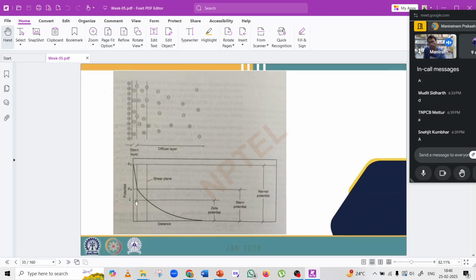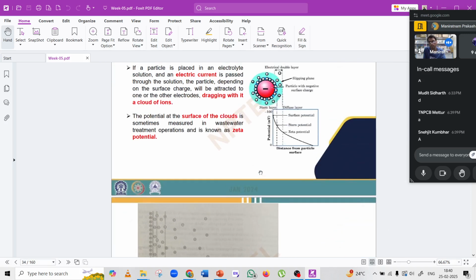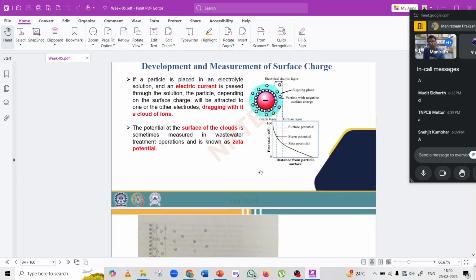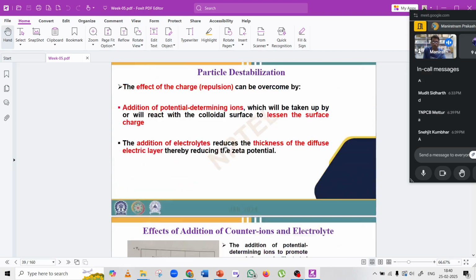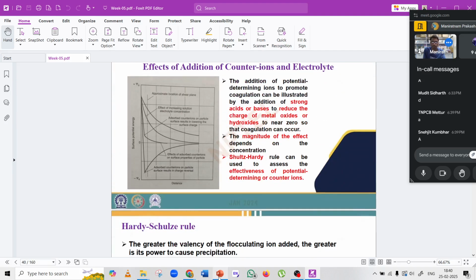See here, it is zeta potential. We have Stern potential, Nernst potential. So these different potentials are defined depending upon where you look. This is a combination of a Stern layer and a diffuse layer. We have the electrical double layer. I hope you all are able to see it.